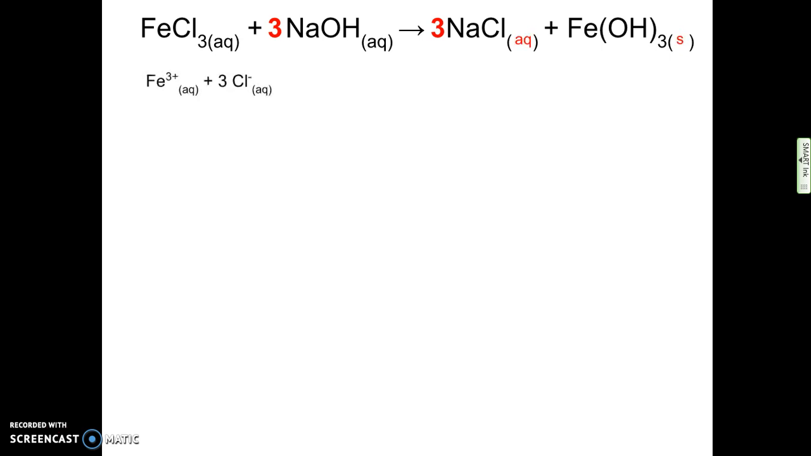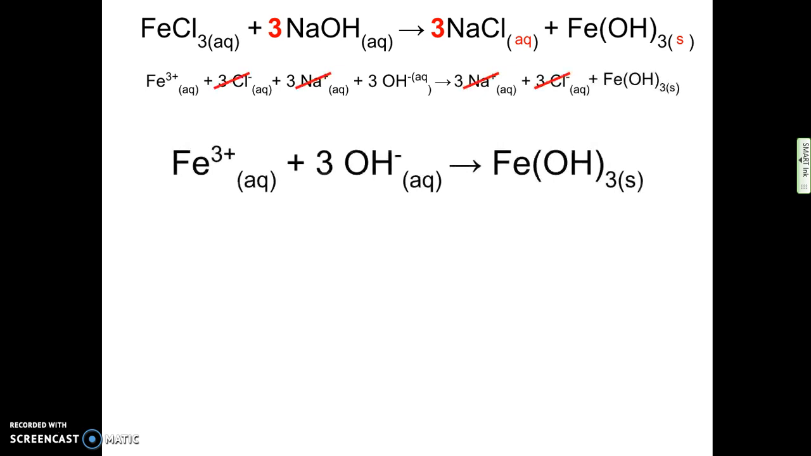So we split up all these components into the ions that make them. We take them one at a time, working our way slowly across the thing, and we end up with this. We cross out our spectators, and we have a final reaction that says iron 3 mixes with 3 hydroxides and makes iron 3 hydroxide. That's the end.